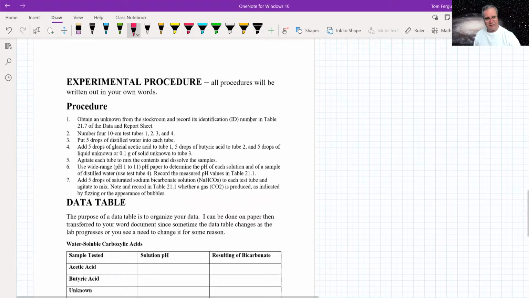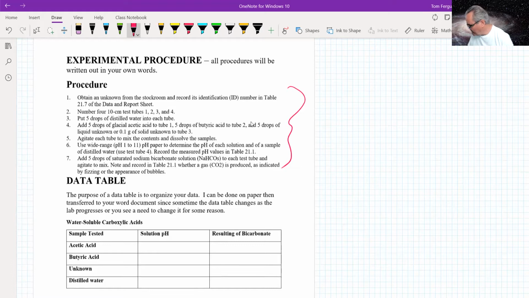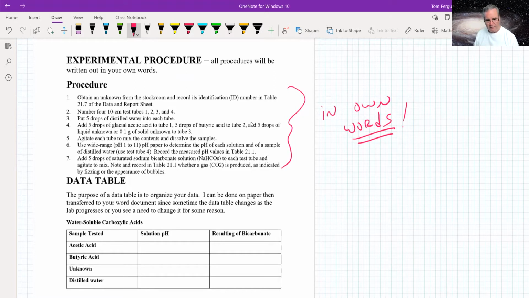The next thing you're going to be doing is the procedure. All labs have a procedure to follow. Those are obtained from the lab write-up that I give you. Okay. I want you to, again, I want this in your own words. I want you to summarize everything. Okay, if you summarize it, I know you've read it.